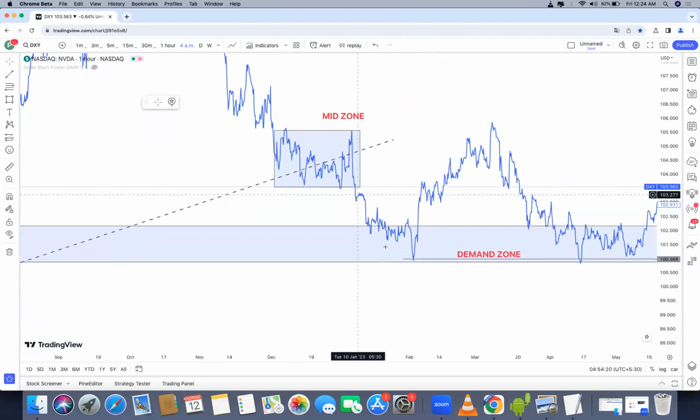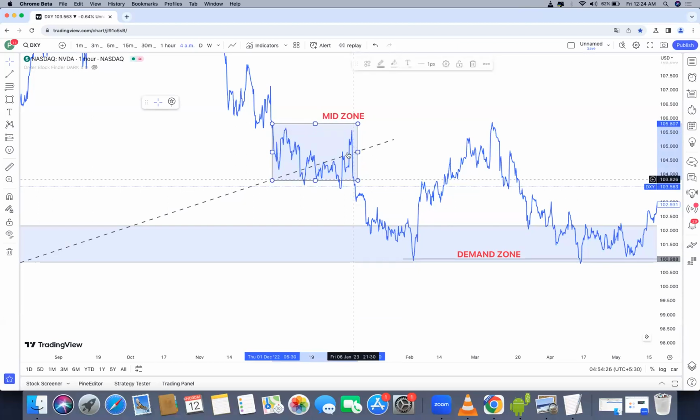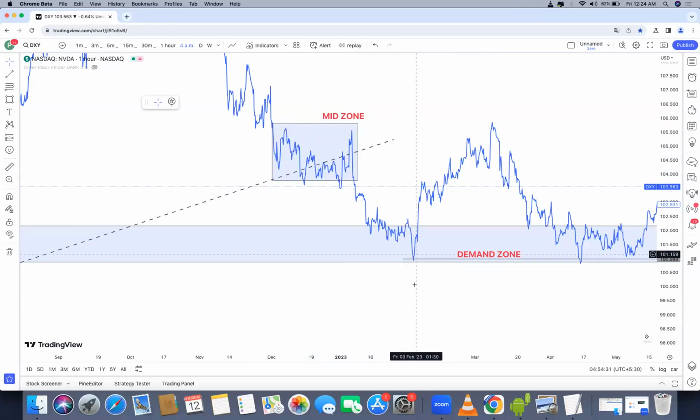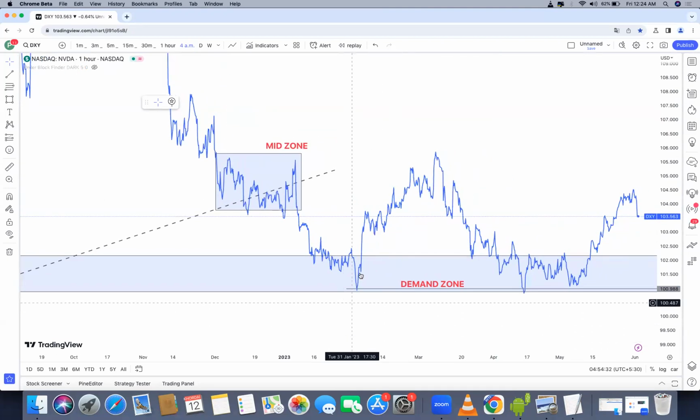The price continued downwards, making this place another mid zone for the supply zone. So here we have a supply zone, and then the price will drop into this demand zone, right? We had our first push up, our first rally, but got bounced back. Why? Because of this supply zone.